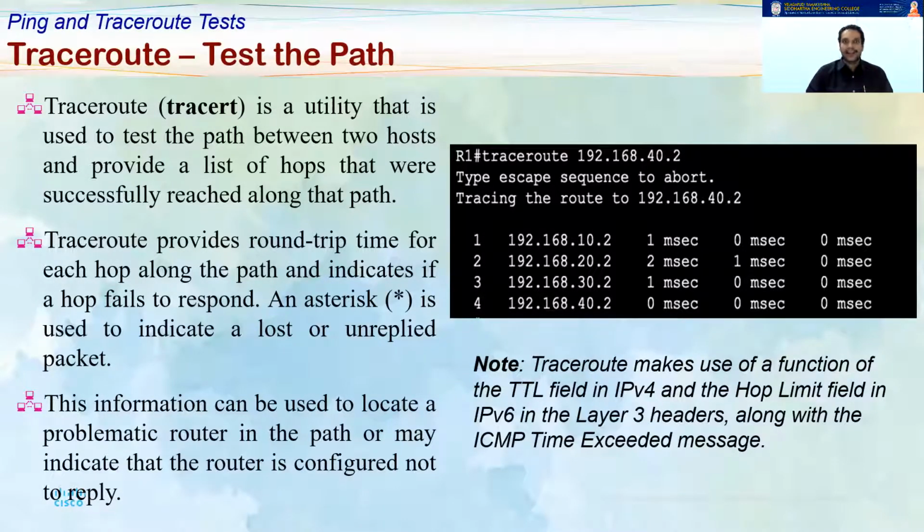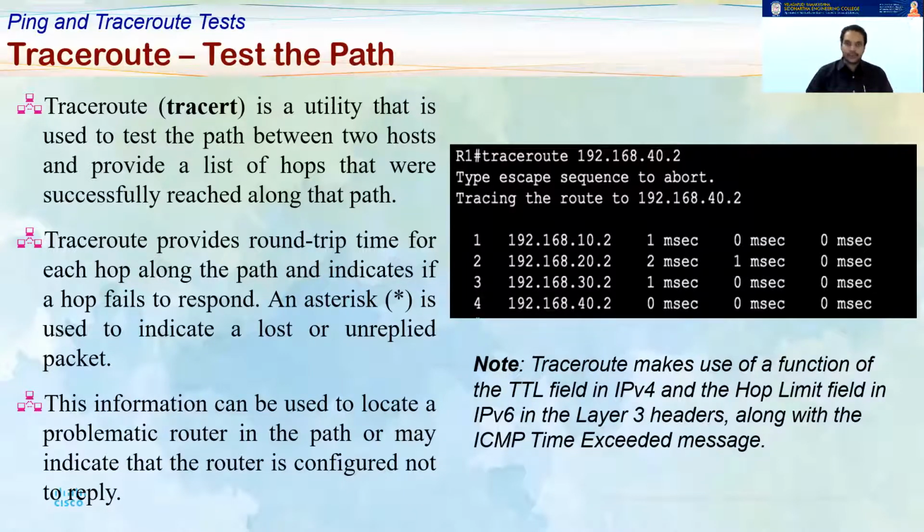We usually type in traceroute. Traceroute is a utility which is used to test the path between two hosts and also provides the list of hops that have been a part of the path between these two particular hosts. It provides the round trip time for each hop along the path and indicates if a hop fails to respond. An asterisk is used to indicate a lost or an unreplied packet.